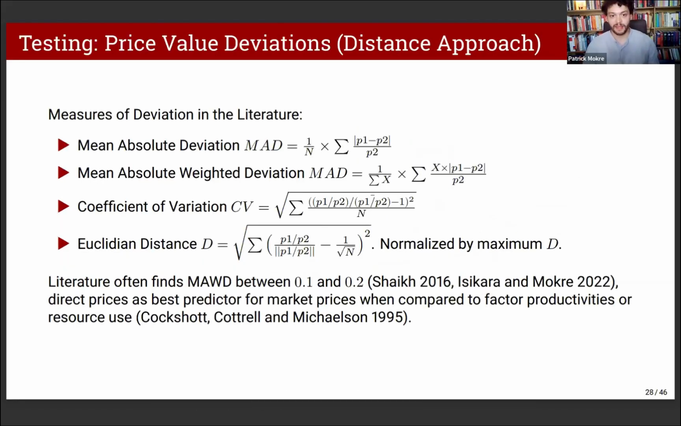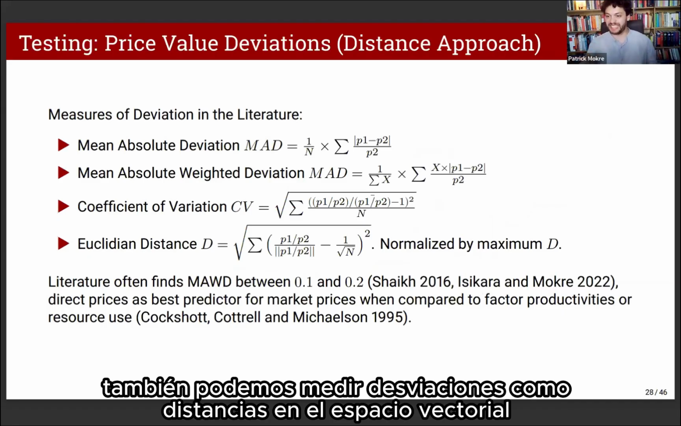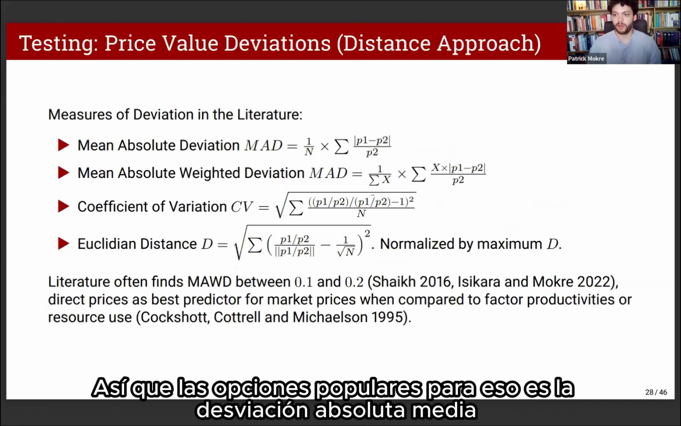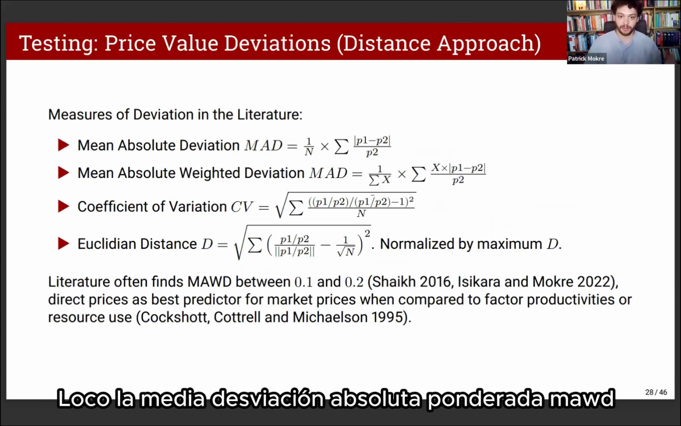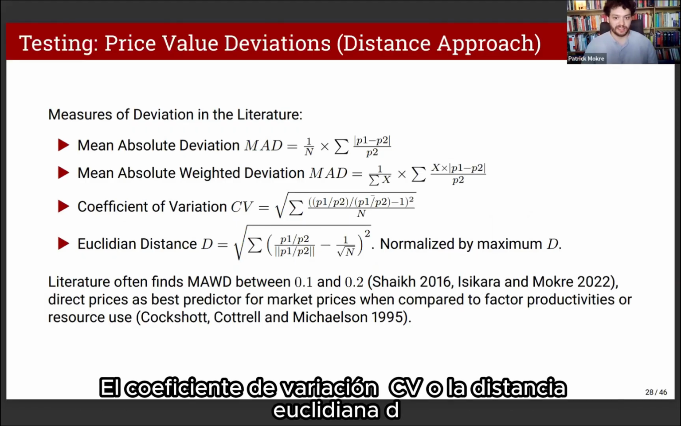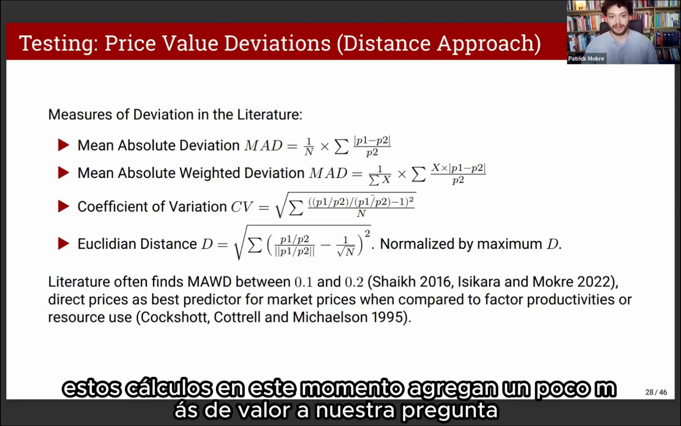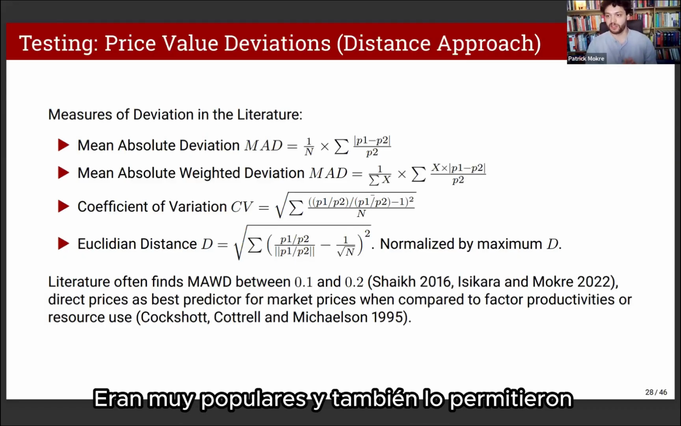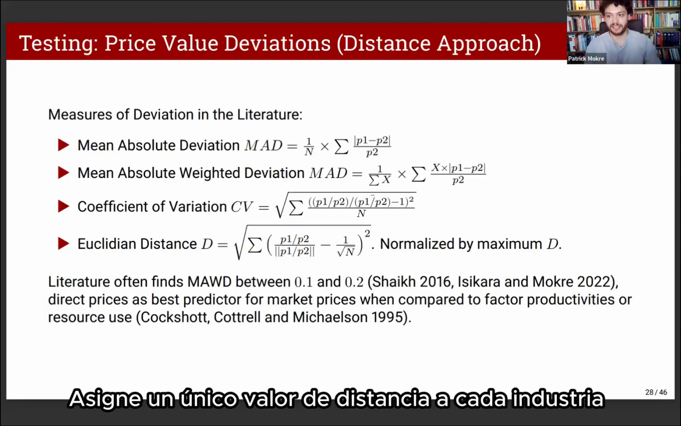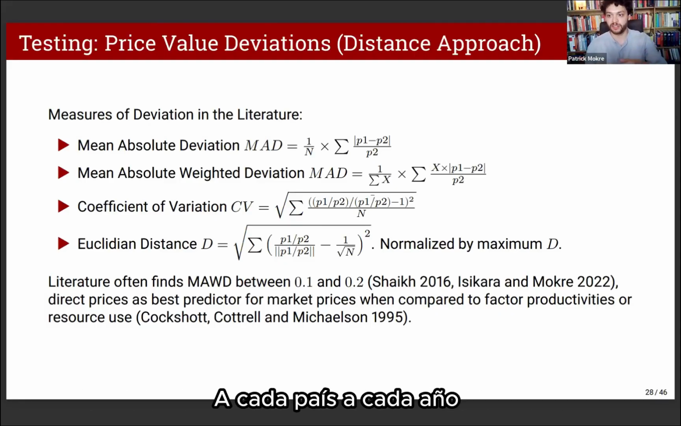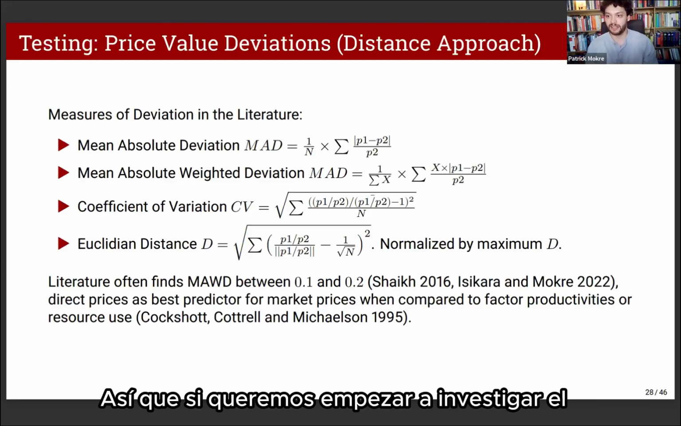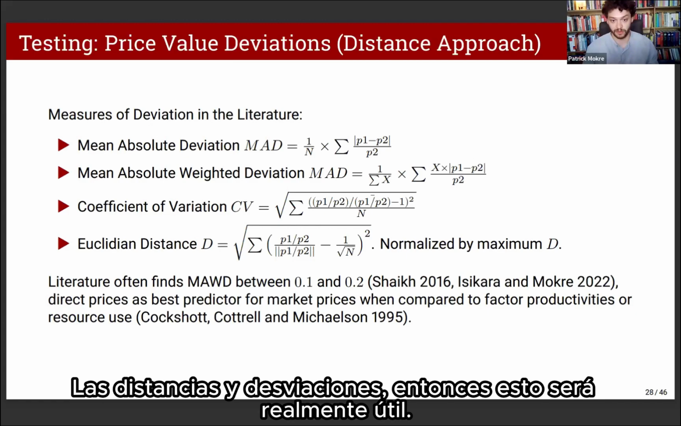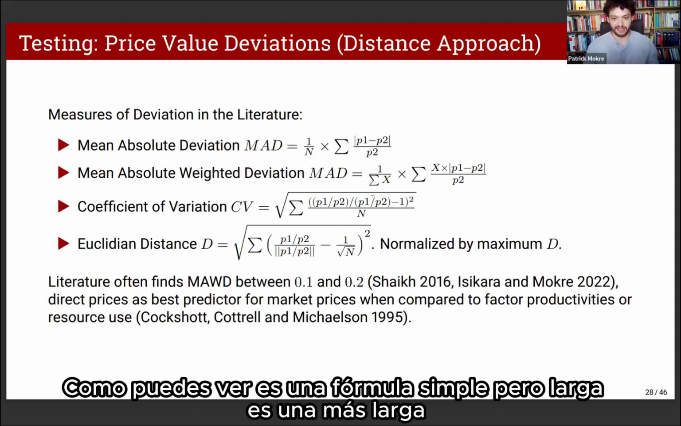For completeness, we can also measure deviations as distances in the vector space. So the popular choices for that are either the mean absolute deviation, MAD, the mean absolute weighted deviation, MAWD, the coefficient of variation, CV, or the Euclidean distance, D. These calculations right now add little more value to our question, but they help tie to the literature, where they're very popular, and they also enable us to assign a single distance value to each industry, to each country, to each year. So if we want to start investigating the distances and deviations, then this is going to be really useful. The math behind it, as you can see, is simple but lengthy.